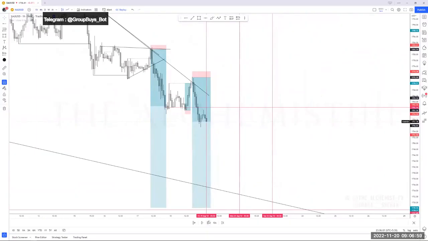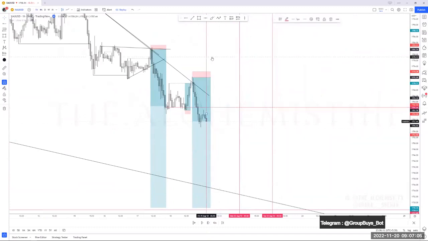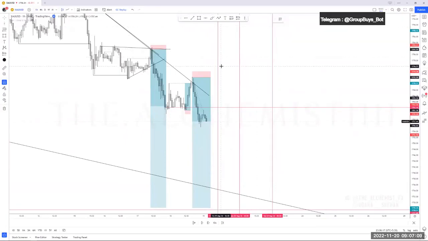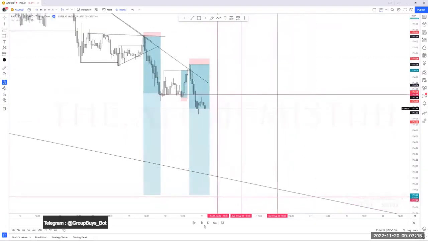There we go. A new day has started. Can you see that? So what do we do? We wait for Asia to end. And at what time of the day do we trade? 11:30 or 12:30 my time, London kill zone or London open. At this time of the day. So let's see what's going to happen at this time of the day.